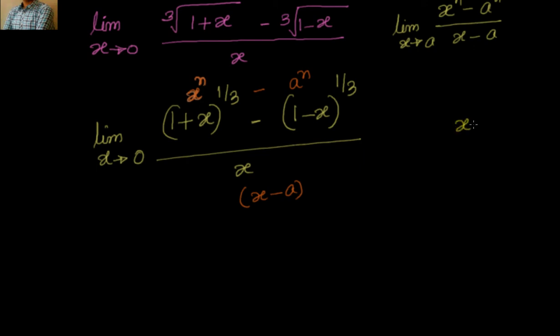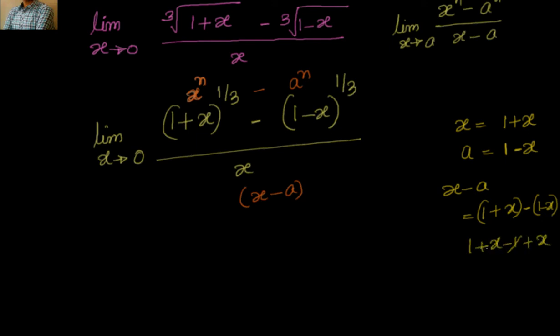Now what is our x here? X is nothing but 1 plus x. What is our a? A is nothing but equal to 1 minus x. What should be x minus a? X minus a is nothing but 1 plus x minus 1 minus x. That is equal to 1 plus x minus 1 plus x. That's equal to 2x. That means if I have 2x, I can write it in the form of x minus a. I hope you are able to follow that.